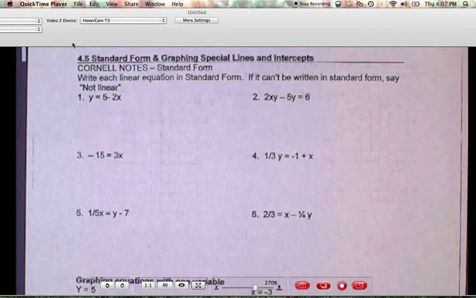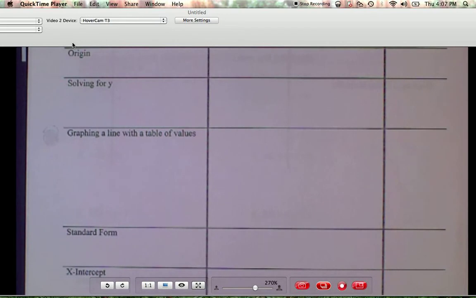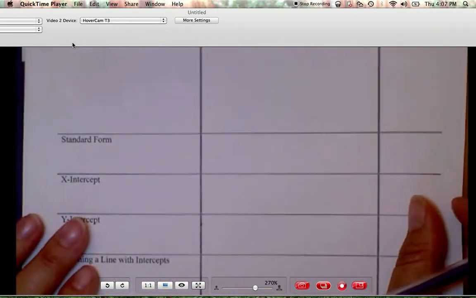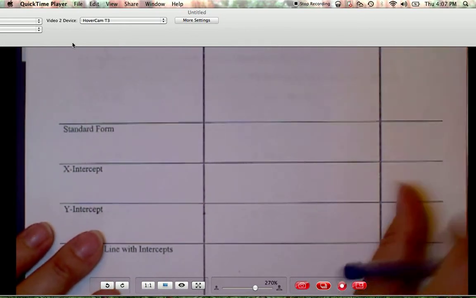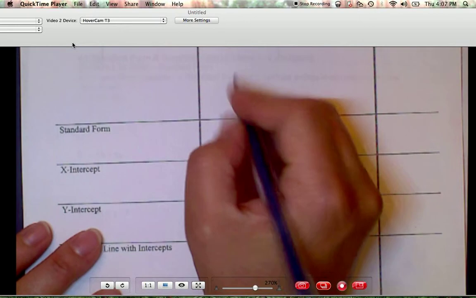Today we'll talk about standard form and graphing special lines and intercepts, or graphing with intercepts, plural, as opposed to slope-intercept form. First, we want to discuss standard form. So on your Cornell note sheet, find where standard form is. Down here. Standard form is a special way that a linear equation can be written. And there's four things that we know about standard form.